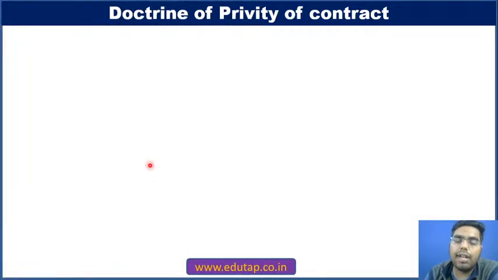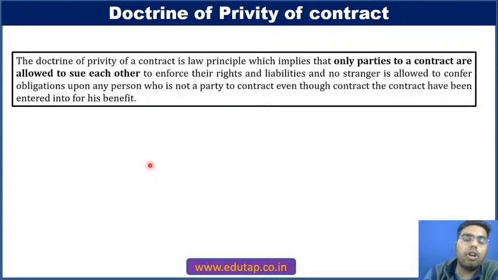Last topic for the Contract Act: the doctrine of privity of contract. The doctrine of privity of contract is a legal principle which implies that only parties to a contract are allowed to sue each other to enforce their rights and liabilities, and no stranger is allowed to confer obligations upon any person who is not a party to a contract, even though the contract has been entered into for his benefit.